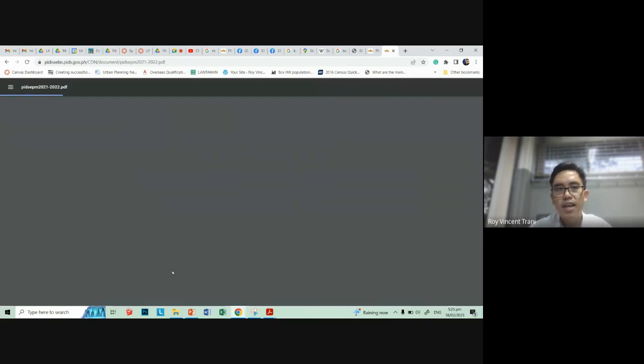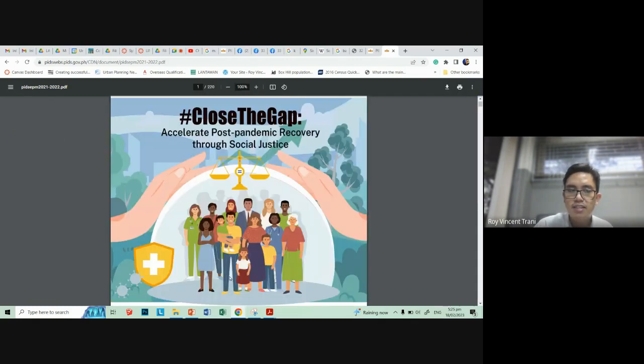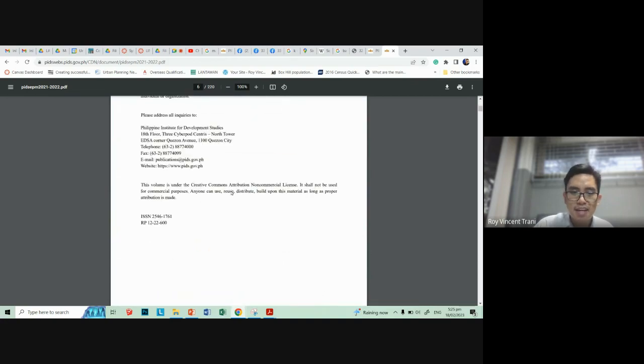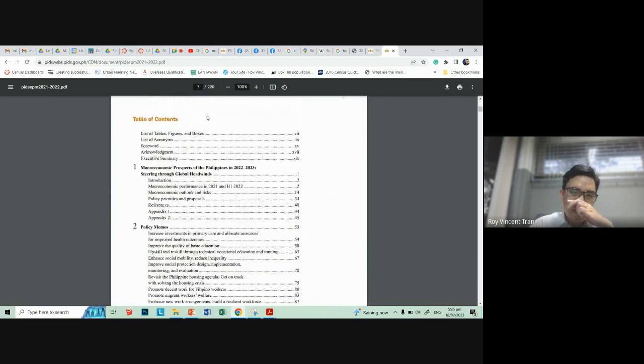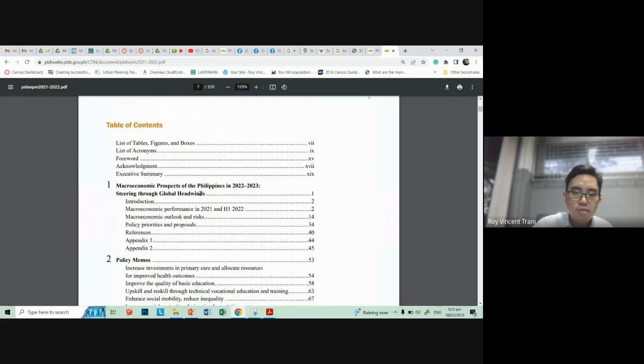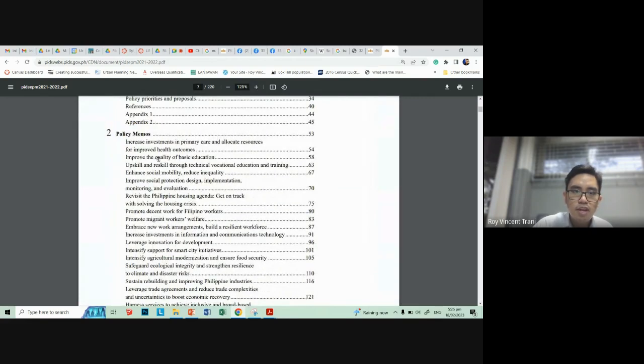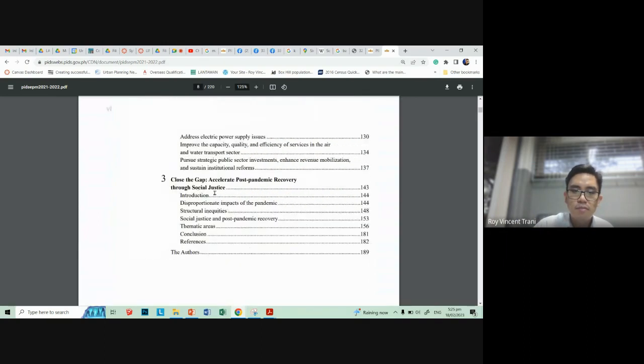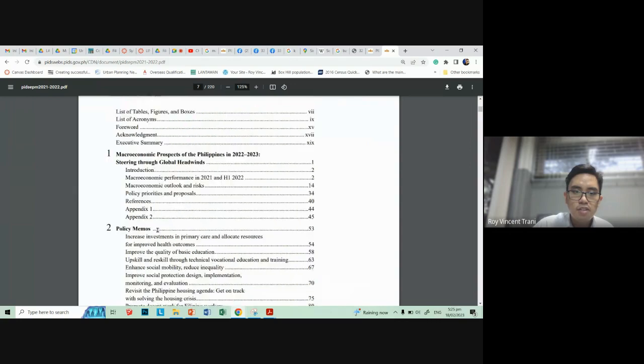So you just wait. And these publications are very detailed, which will be useful for you if you have any thesis, etc. So this is a 220-page document. So that's a lot. So let's see what's inside here. We got macroeconomic prospects, policy memos, increase investments in primary care and allocate resources for improved health outcomes. We have close the gap. So introduction, disproportionate impacts of the pandemic, structural inequities. So let's look at some of these like policy memos.